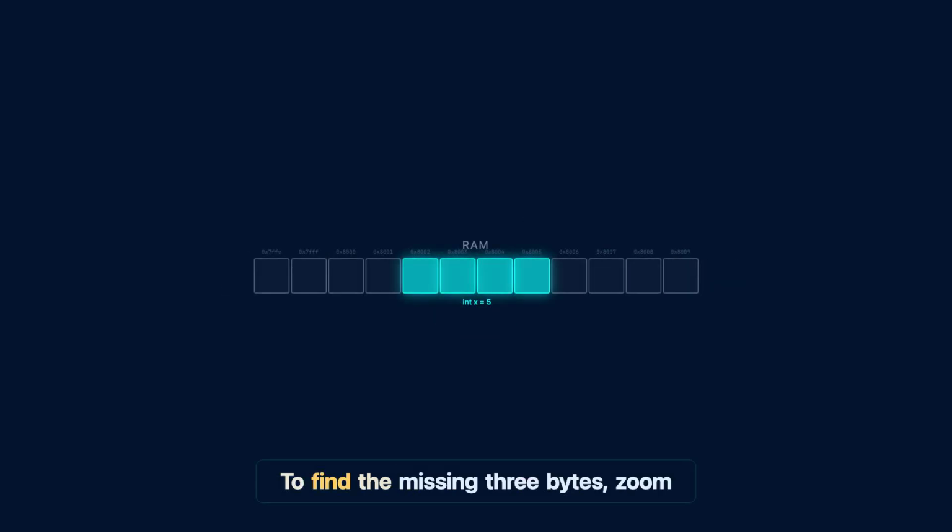X-ray 1. To find the missing 3 bytes, zoom in. RAM is a grid. Each cell holds 1 byte. Each cell has an address, a number naming its spot. Write int x equals 5. The compiler grabs 4 cells, writes 5 across them, hands you the name x. So a variable is 2 things, a label and a location. You see the label. The senior engineer sees the location.